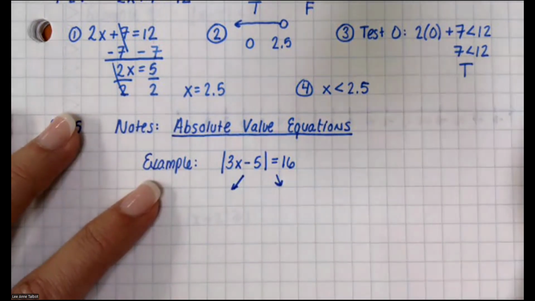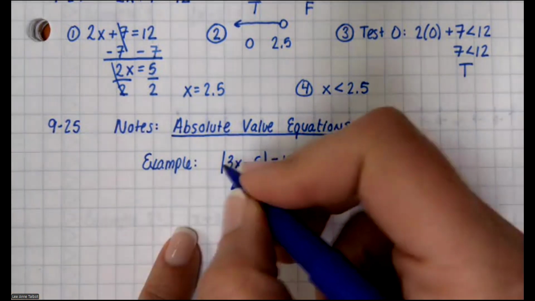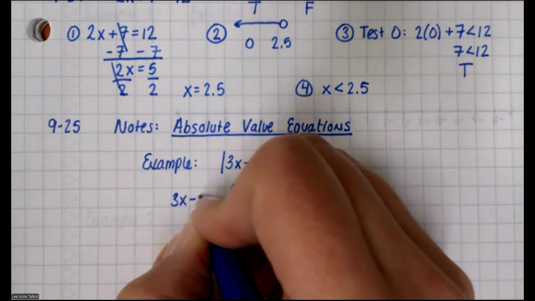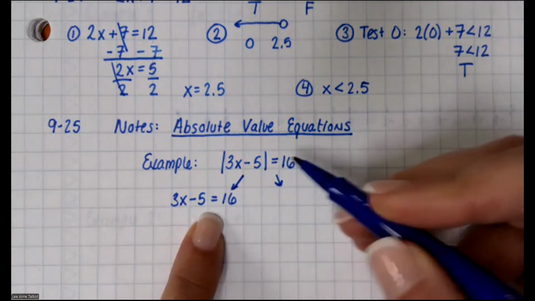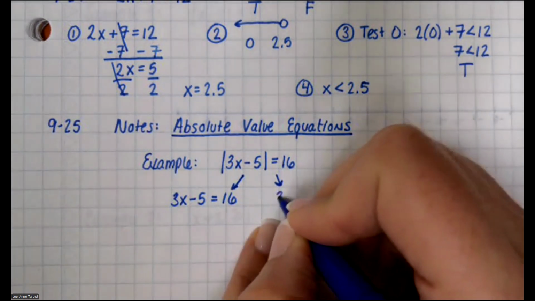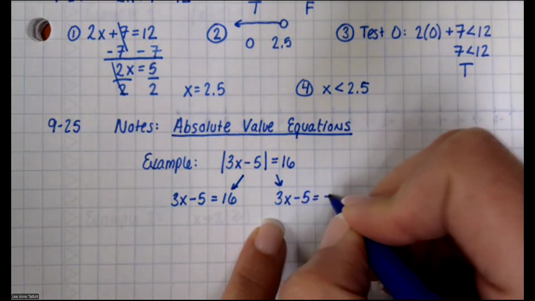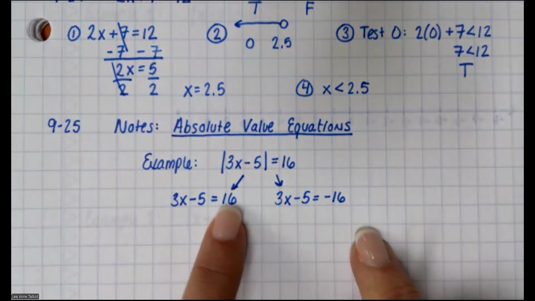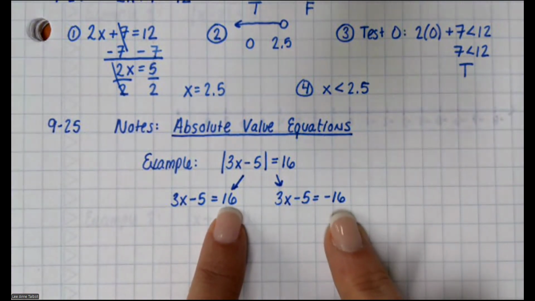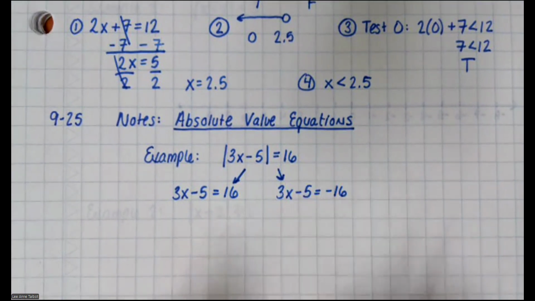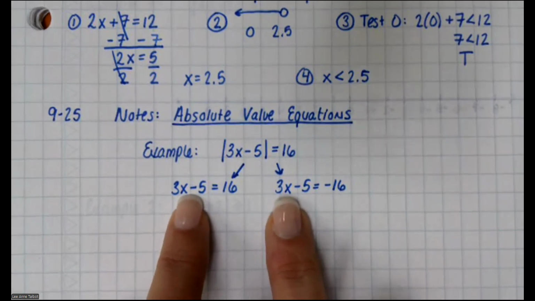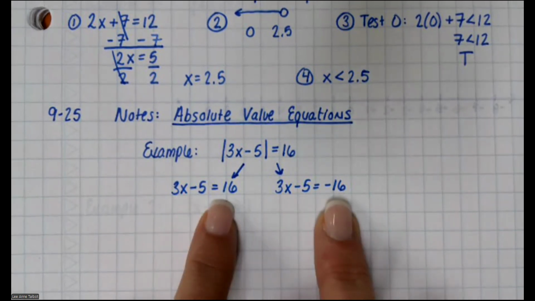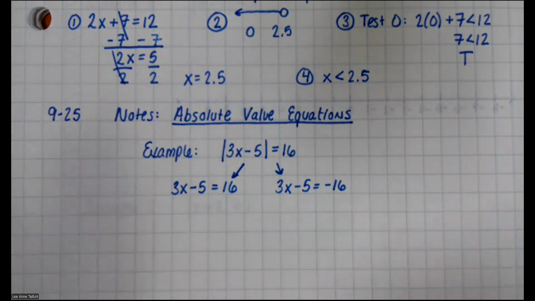You make little arrow guys off of it, and you take the first part and equal it to positive 16. And then you take the first part and equal it to negative 16. That's because the positive can become a positive and the negative can become a positive. Notice that I left the part that was inside the absolute value the same on both. And the number, the constant outside, was the positive and the negative. Okay, and then I just solved them like regular.